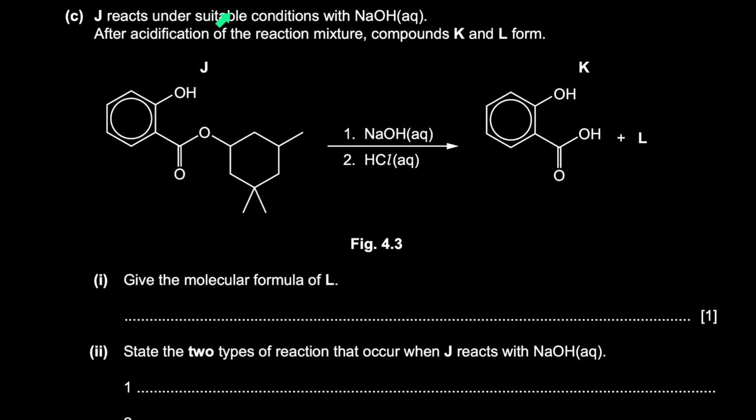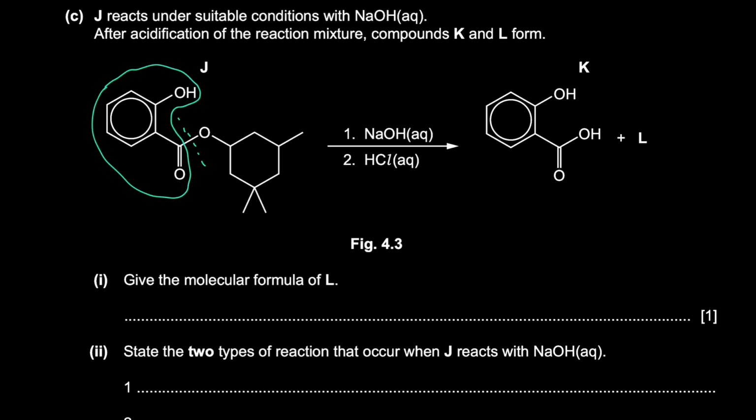J reacts under suitable conditions with aqueous sodium hydroxide. After acidification of the reaction mixture, compounds K and L form. Give the molecular formula of L. What type of reaction is taking place when this reacts with aqueous NaOH? What functional group in J will react with aqueous sodium hydroxide? It will be the ester linkage, right? We have ester hydrolysis. So you're going to form this guy over here.